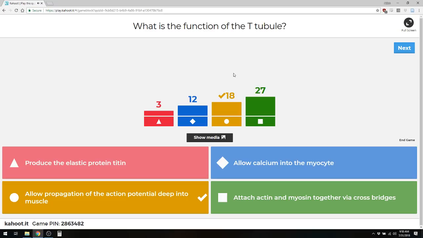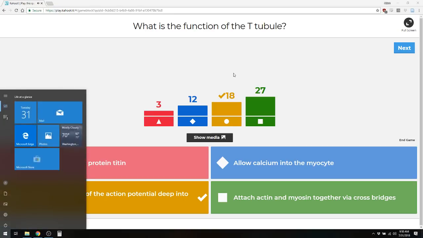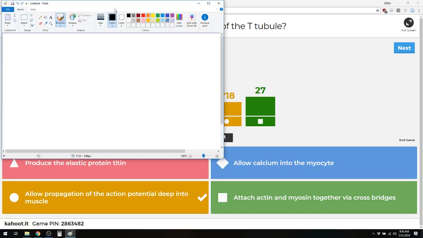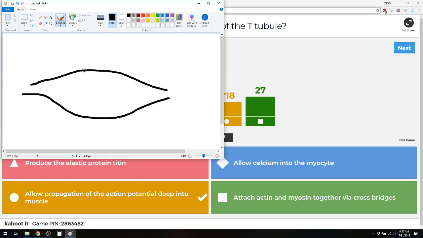Interesting. Yes. So the T-tubule, if you go back and look at your little diagram there, let me do Paint, because you guys love my drawing skills. If you were to look at, say, a muscle fiber here, so let's say we've got a nice big muscle, right? The T-tubules are going to be going down into the middle of those fibers.